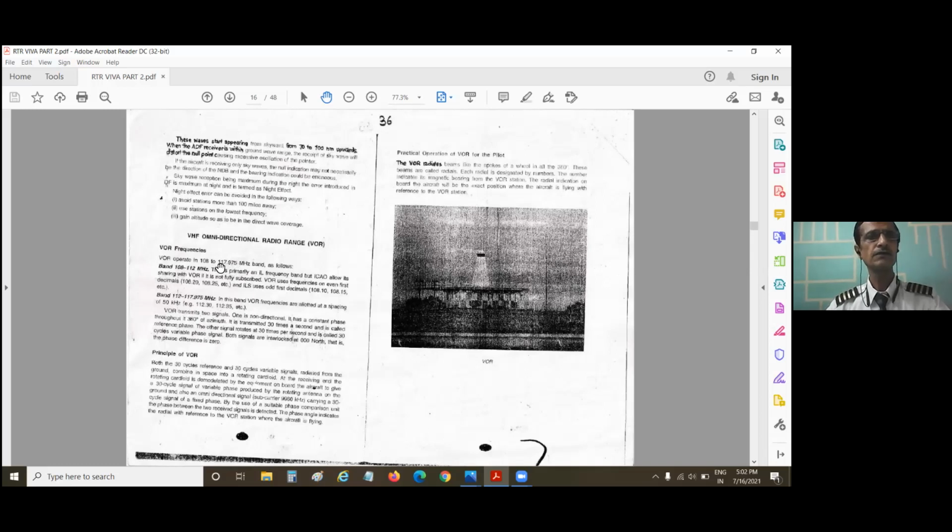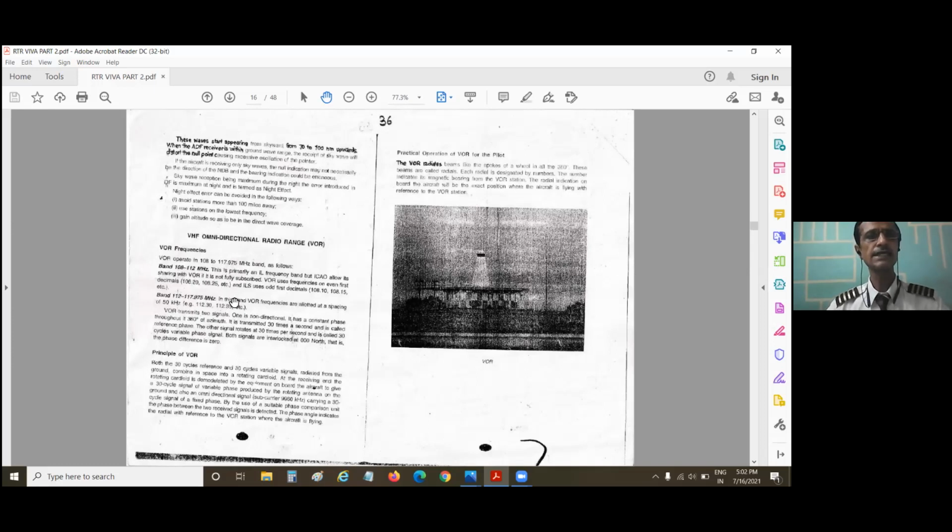If you want to be very exact, then it is 117 decimal 975. But if we round it off, we take the 7 as 8. So VOR operates in 108 to 117 decimal 975 megahertz. But the frequency allocation of VOR is 108 to 117 decimal 975, and 108 to 112.